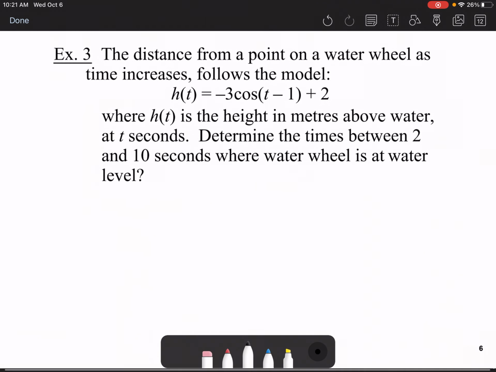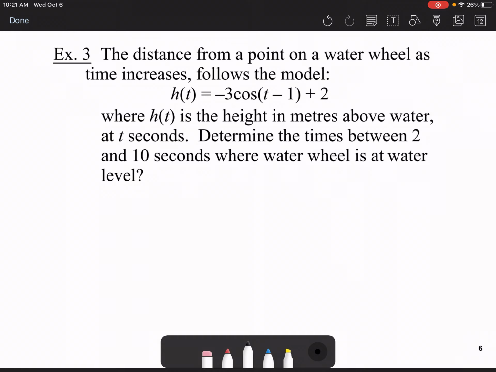So let's use that to solve this kind of problem. The distance from a point on a water wheel as time increases follows the model h of t equals -3 times cosine of t minus 1, plus 2, where h of t is the height in meters above water at t seconds. Determine the times between 2 and 10 seconds where the water wheel is at water level. So in order for it to be at water level, and this is the height above water, we're looking for the height when it's equal to 0.